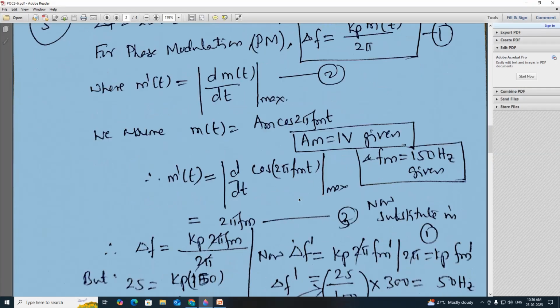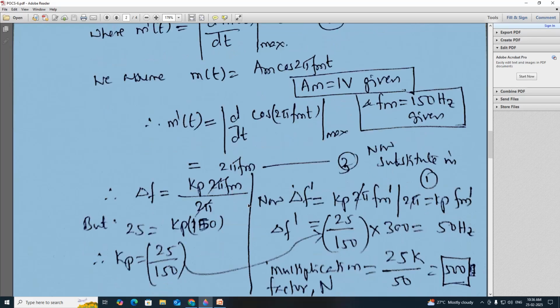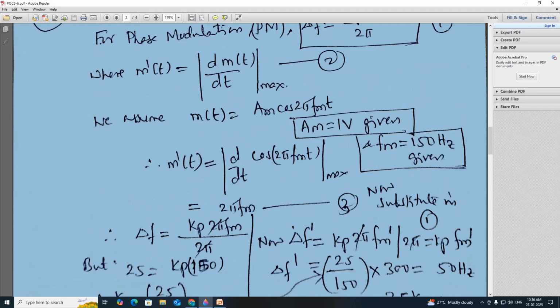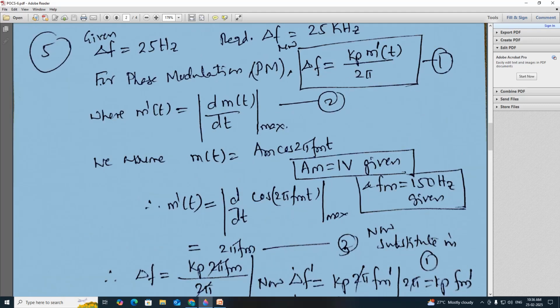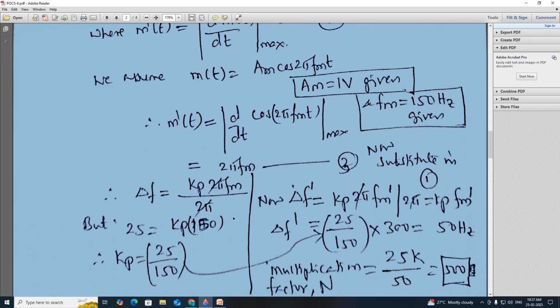So what I am trying to do here is, after differentiation this becomes 2 pi fm. Differentiate and take the maximum magnitude value, we get 2 pi fm. Then delta f is equal to Kp times m dash, which is 2 pi fm divided by 2 pi. The 2 pi cancels, so it is Kp into fm.